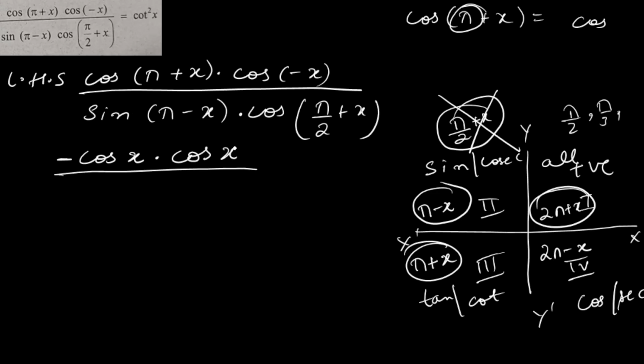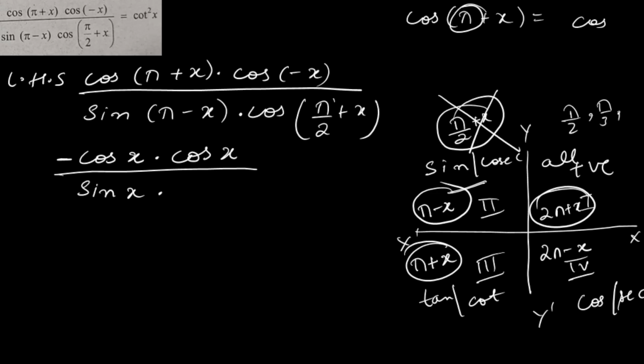Sine(pi minus x). Pi minus x is the second quadrant. In the second quadrant sine is positive, so it will become sine x. So if we are using pi, the trigonometric function won't change. Cos will remain cos only, sine will remain sine only, tan will remain tan only. So it will not change.